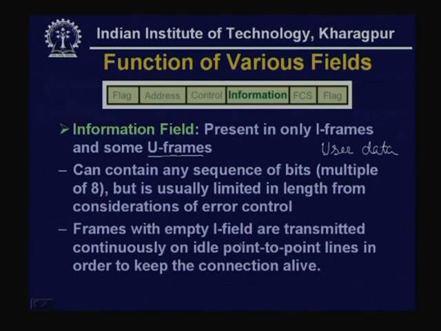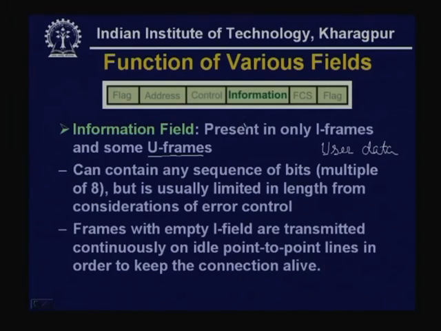Frames with empty I field are transmitted continuously on an idle point-to-point line in order to keep the connection alive. So, whenever a particular station has no data to send, but a particular session has started, in such a case frames are sent continuously with no information in the information field. That is also possible, and particularly necessary to keep the connection alive, otherwise the link will be disrupted.